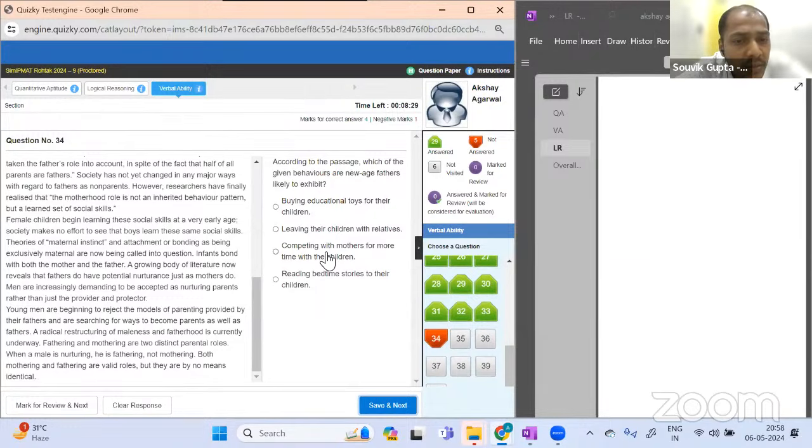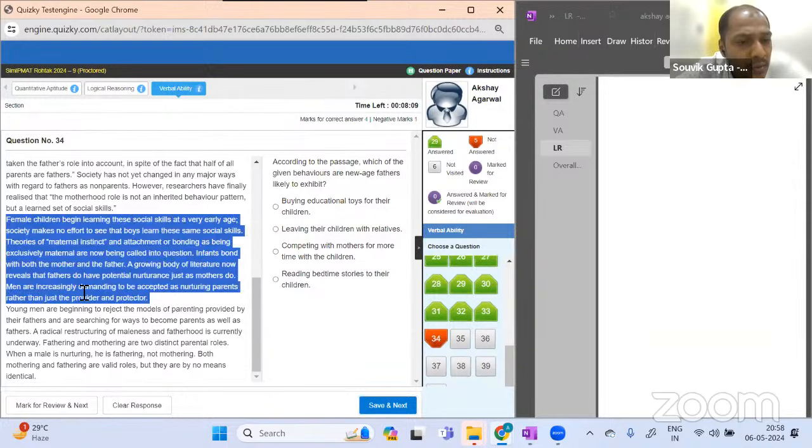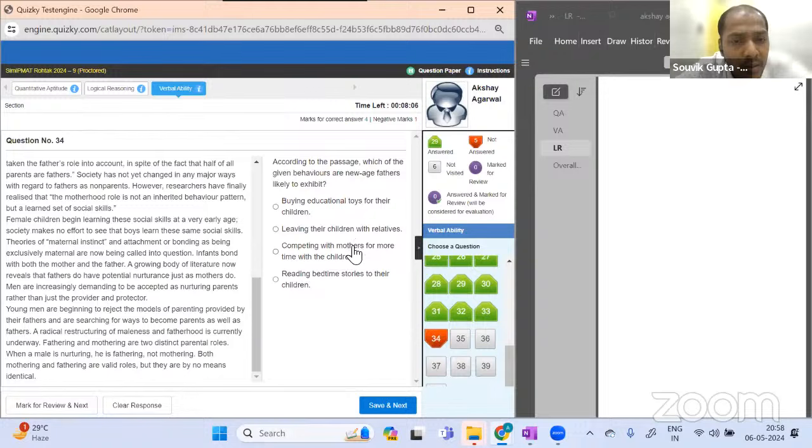leaving their children with relatives, competing with mothers for more time with children, reading bedtime stories, or following. They're not fighting for time. They're not doing something more with their children.